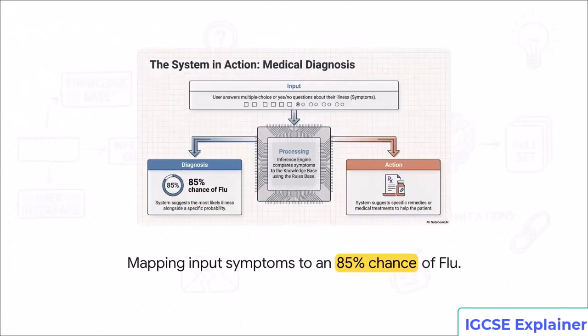Now let's ground this logic funnel in a much more serious reality, like medical diagnosis. Imagine a patient sitting down and answering multiple choice or yes or no questions about their symptoms. That's the input. The inference engine compares those very specific symptoms to a vast medical knowledge base using that if-then rules base we just talked about. Then, instead of just spitting out a binary yes or no, the output maps to a probability. It might tell the doctor there's an 85% chance of the flu, while also suggesting some specific remedies or medical treatments as an action plan. It's the exact same funneling process as the whale example, just with much, much higher stakes.